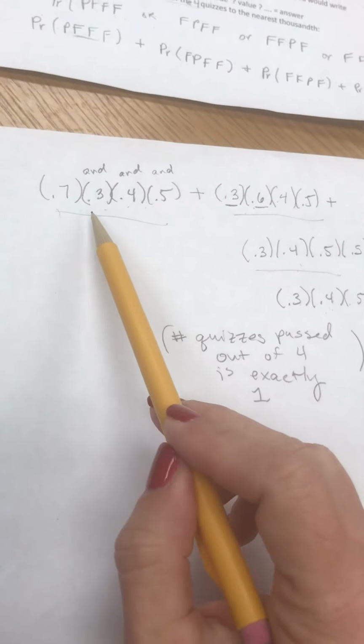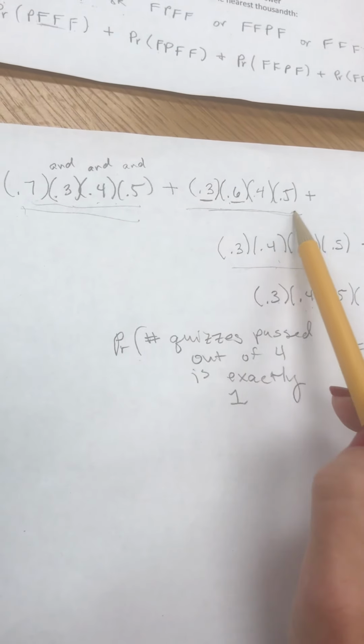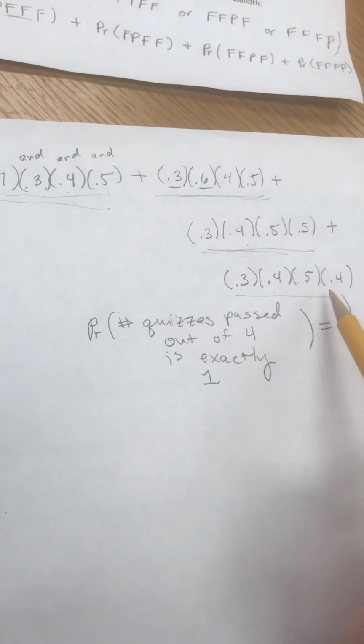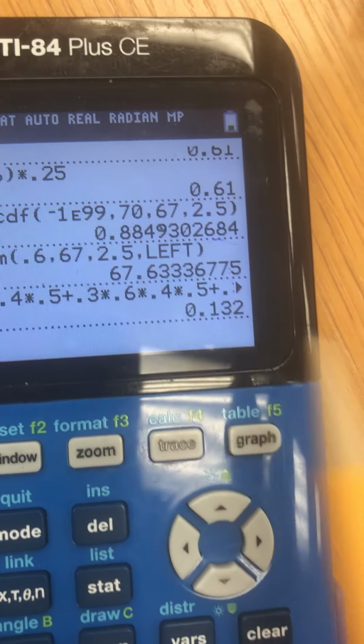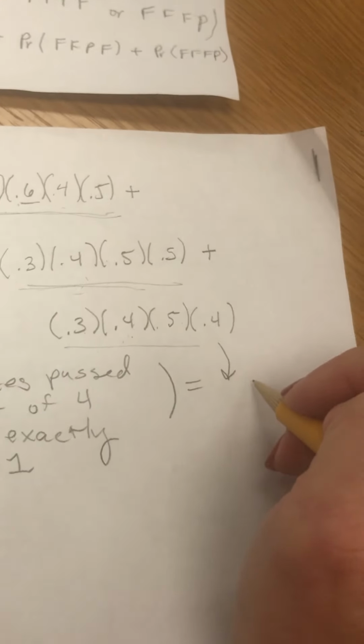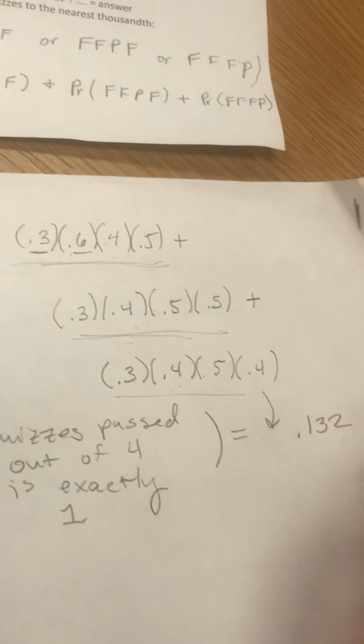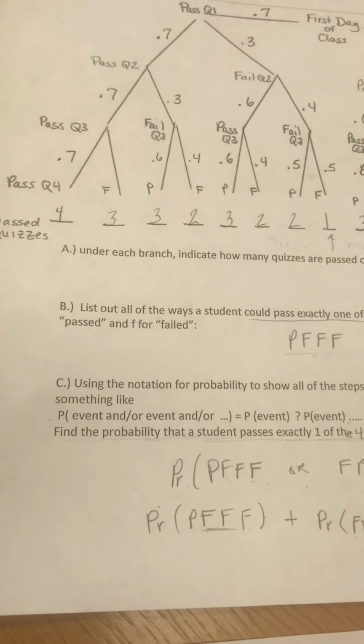We were coming up with the probability of passing exactly 1, and I needed to add up these 4 terms in my sum. I entered that all into my calculator, and the probability is 0.132. So I'm just going to write that, 0.132, and that is the answer to number 1C.